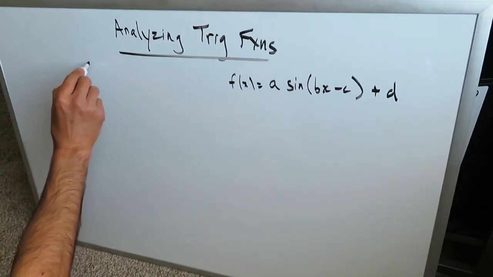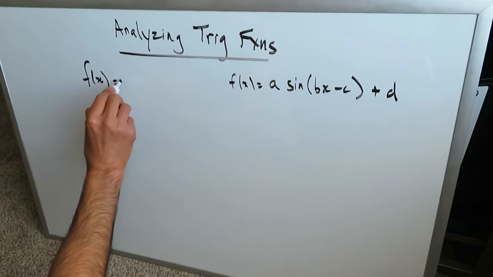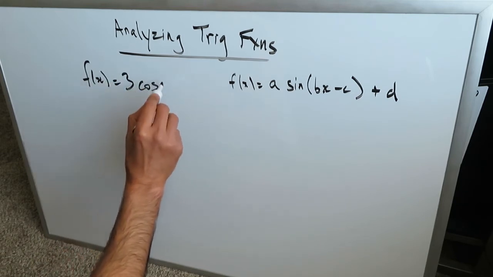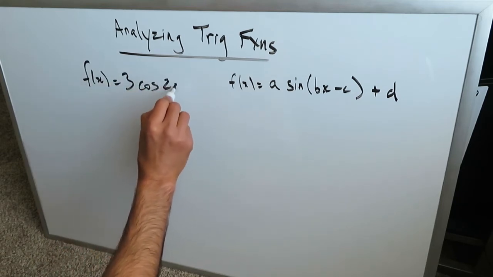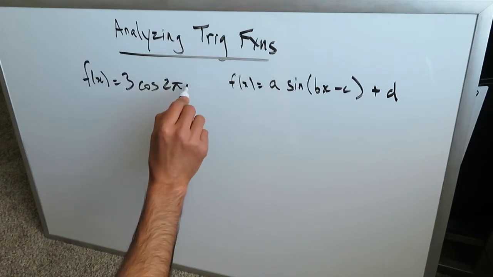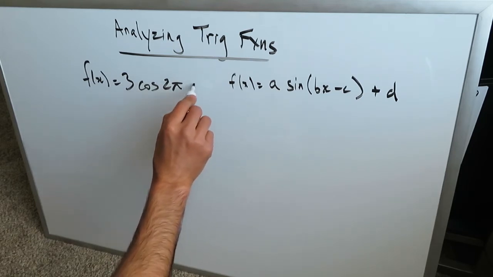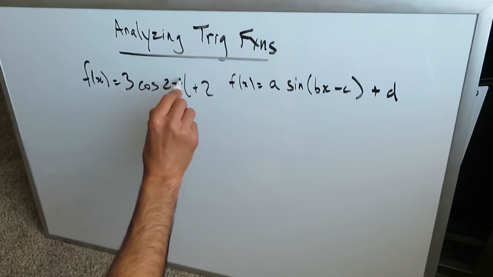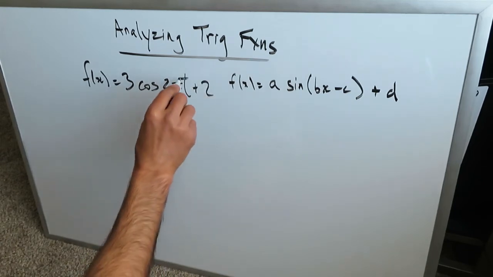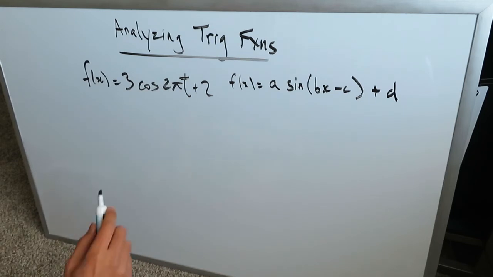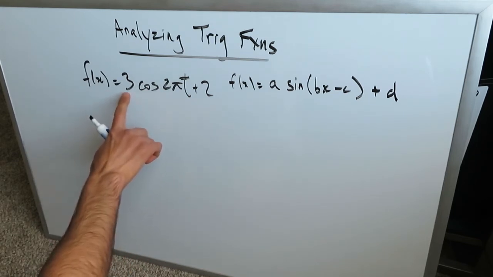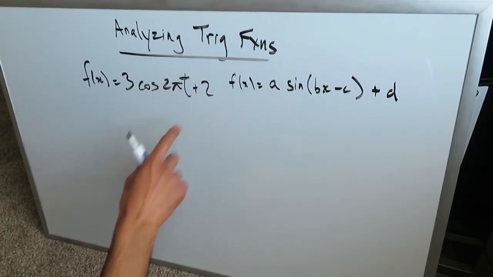I have an example over here. F of x is equal to 3 cosine 2 pi. What should I put over here? Should I put anything else over here? Well, how about 2 pi t plus 2. Remember, I told you could put any letters over here. This is what my function is, 3 times cosine of 2 pi t plus 2.